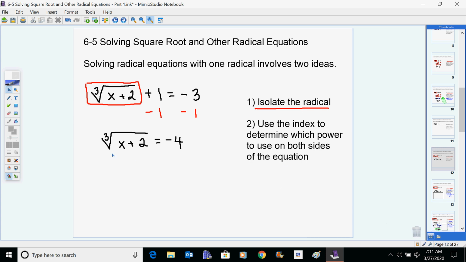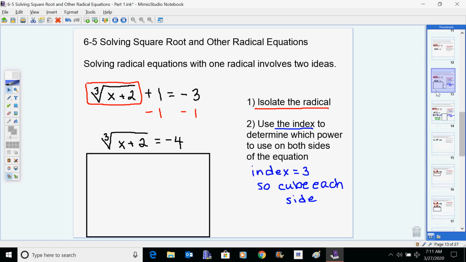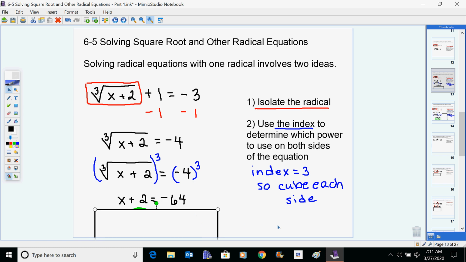And then because it's a cube root, our index is 3, so that means you need to cube both sides. So you cube both sides to make that go away, because a cube root cubed makes those things cancel out, and you just have x plus 2 equals negative 64. So your answer is negative 66 when you subtract the 2 from both sides.